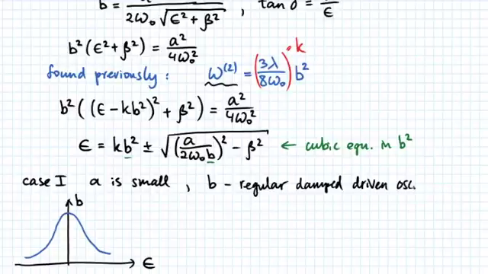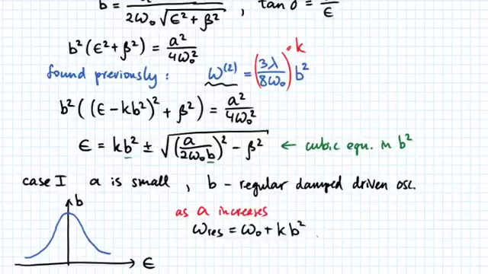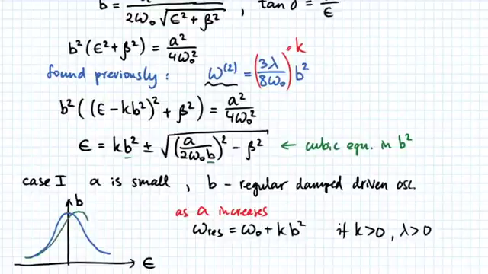However, as the amplitude of the driving force increases, we expect that the resonance frequency will start to shift in accordance with the equation that we wrote above, K B squared. And if K happens to be greater than 0, which is the same as lambda greater than 0, then we expect to see that the curve for the resonance will be shifting to the right, to higher frequencies.